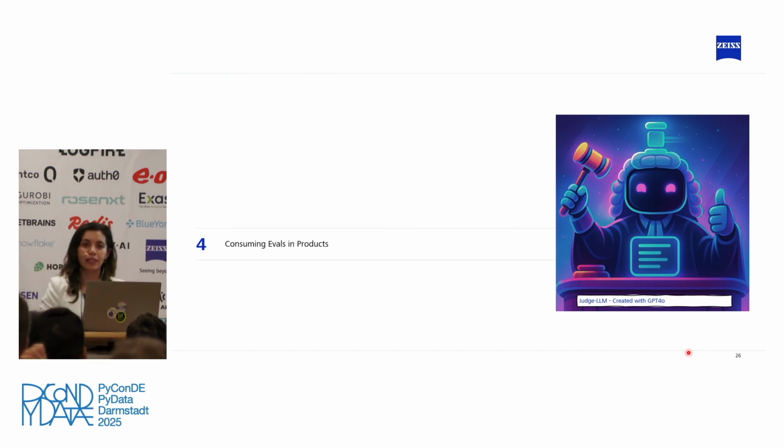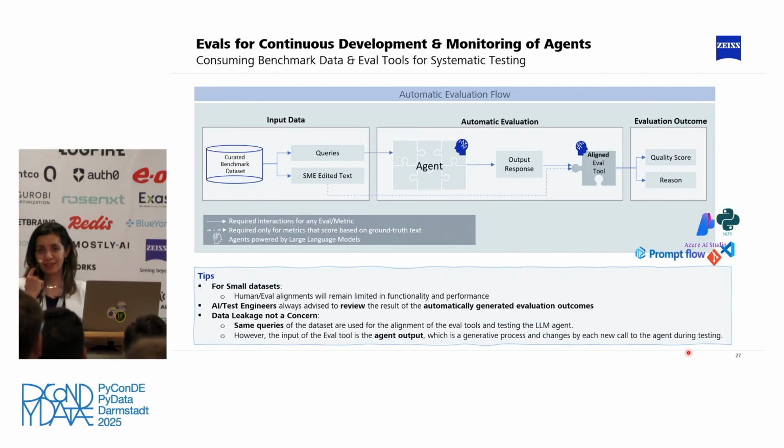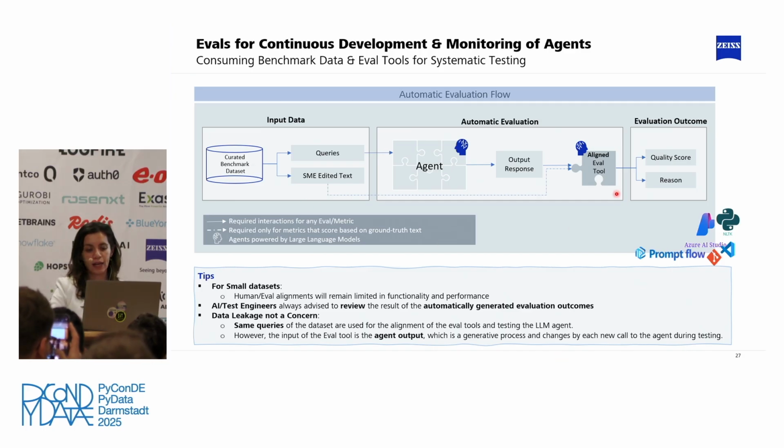So far, that was regarding developing more reliable eval tools. What I would stress is that this human eval alignment is a necessity. Now, having those eval tools, how do we actually consume them in the products? The first obvious example would be for continuous development and monitoring of the agents. We would consume our benchmark dataset as well as our aligned eval tool in order to evaluate each version of the agent, either in product or in the development cycle.